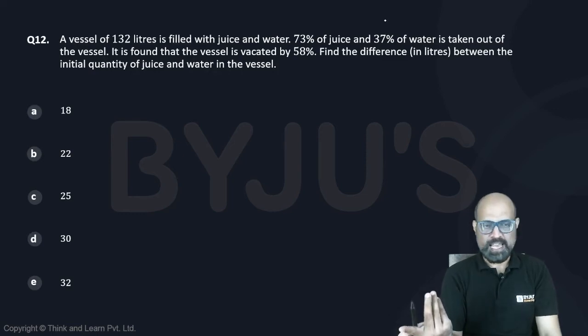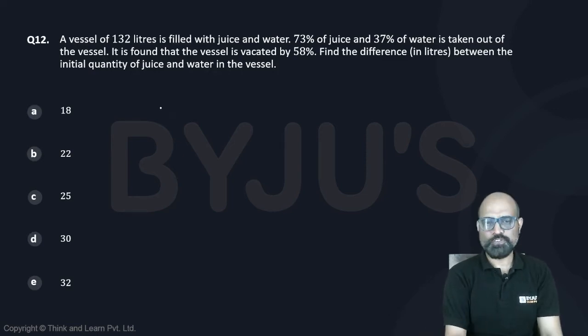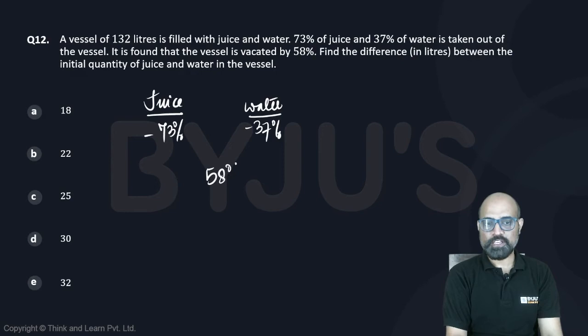We can use average alligation to solve it faster. So if we talk about juice, we can say that 73% is being taken out. And if we talk about water, we can say that 37% is being taken out, such that overall, on average, 58% is being taken out.